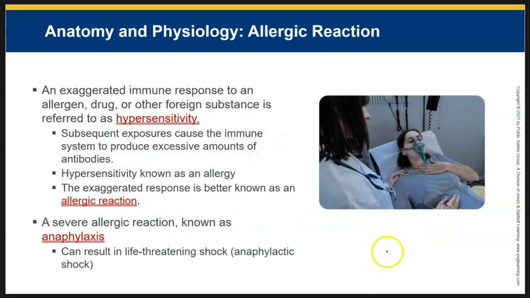Now, an exaggerated immune response to an allergen or drug or other foreign substance is called hypersensitivity. Subsequent exposures cause the immune system to produce excessive amounts of antibodies. That hypersensitivity is known as an allergy, and the exaggerated response is an allergic reaction. In severe cases, this can lead to anaphylaxis, which is a life-threatening form of distributive shock.